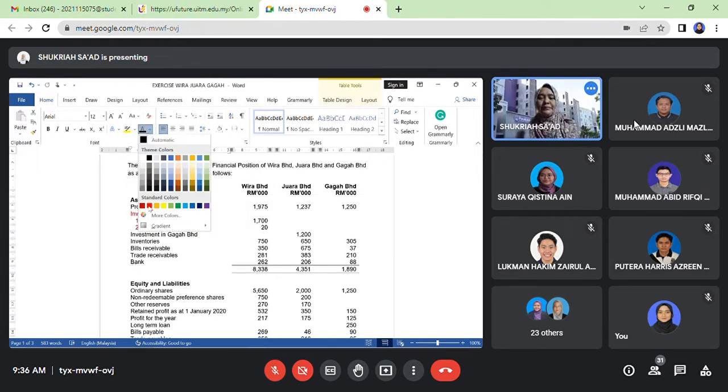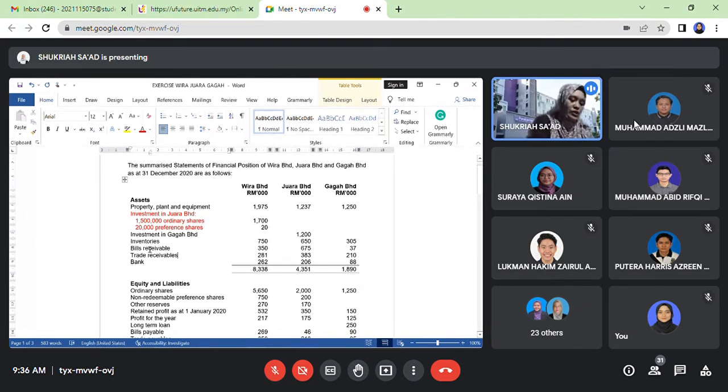Alright, we have investment in Juara with 2 different instruments. So if you still remember the last discussion, kita just focus on ordinary share capital. But now we have, beside ordinary share, WIRA also acquired redeemable and non-redeemable preference share capital of Juara. Bukan saja dia acquire ordinary share capital but also preference share capital.